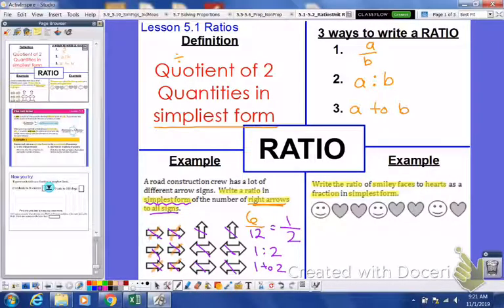It did not specify in this example, so you could write it any of those 3 ways. You don't have to write it all 3 ways. Just one of them would be acceptable.